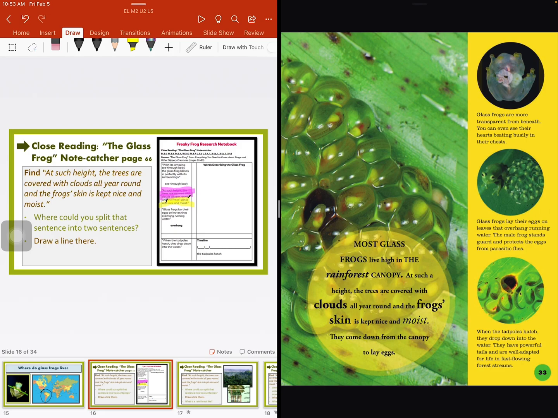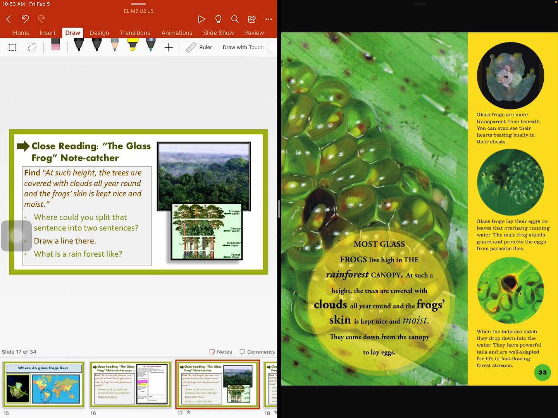Okay, so at such a height, the trees are covered with clouds all year round, and the frog's skin kept nice and moist. Where could you split that sentence into two sentences and draw a line there? So if you look on my workbook page, I kind of highlighted the first part where I would have it, and then the second part, and I drew lines. Right before and right after and. Okay?